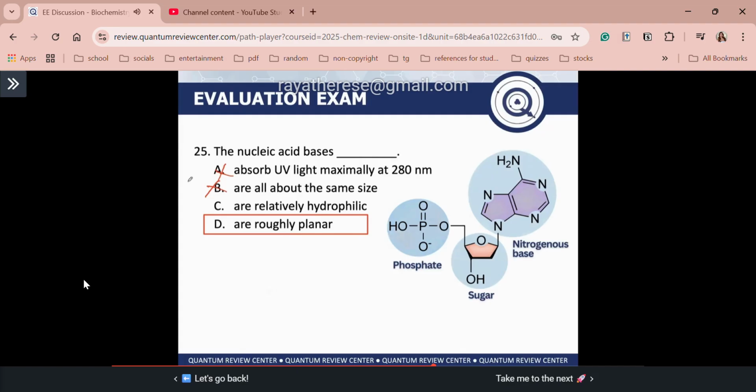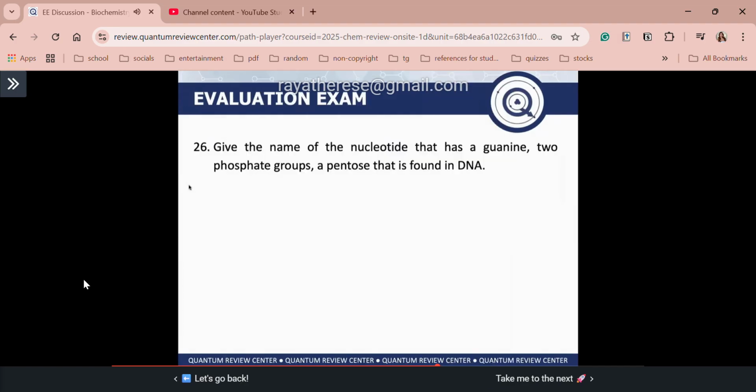O sir, hindi ba tama si hydrophilic because of the numerous hydroxyl groups? Class, because of the bulky structure of your nucleic acids, they are sterically hindered for water interaction. Alright? So class, again, remember, ang nucleic acids, their characteristic structure is planar. Generally speaking. Alright? For 25, our answer is letter D. Okay, so let's proceed with our item number 26.